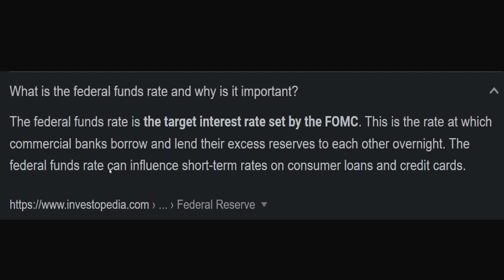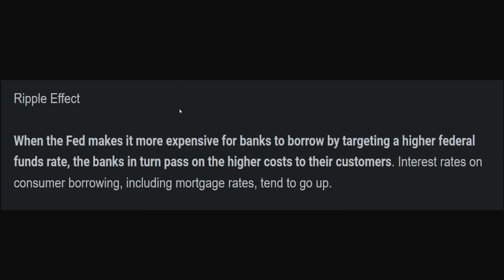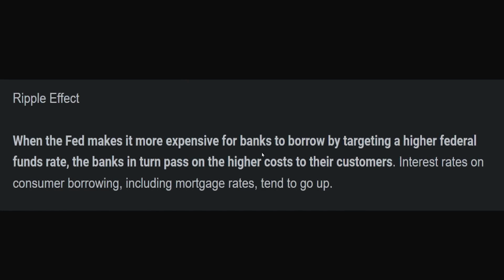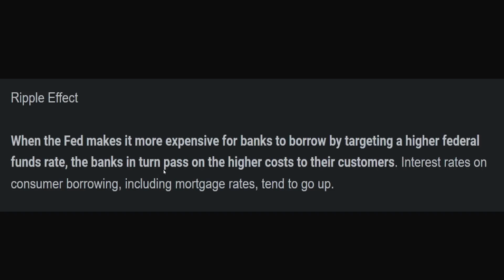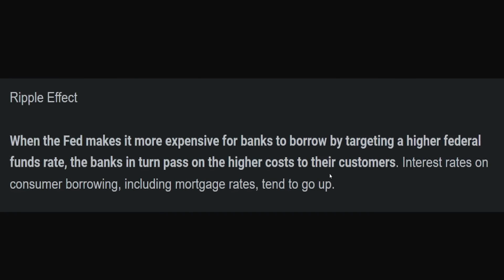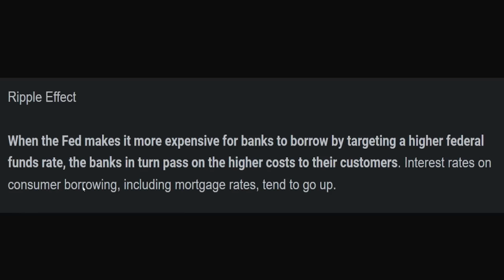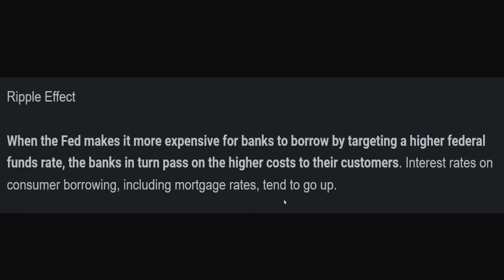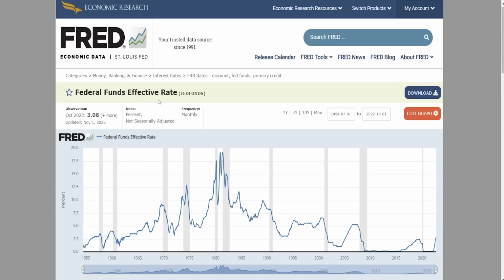The federal funds rate can influence short-term rates on consumer loans and credit cards. When the Fed makes it more expensive for banks to borrow by targeting a higher federal funds rate, the banks in turn pass on the higher costs to their customers. This means that interest rates on consumer borrowing, including mortgage rates, tend to go up. This is why it's more expensive to buy a house. It's because of this Fed rate that we're looking at.